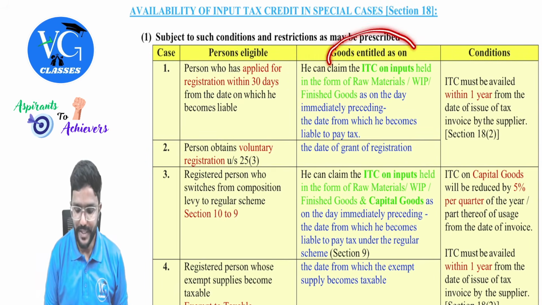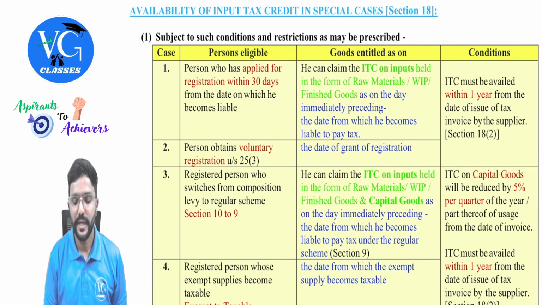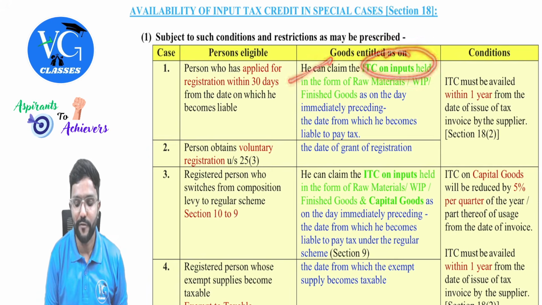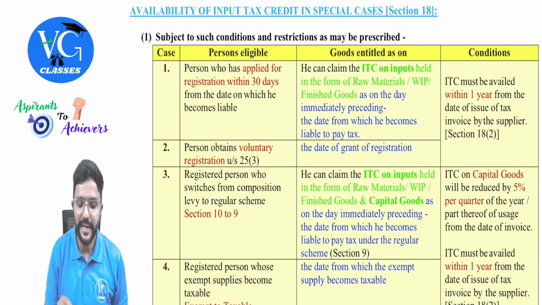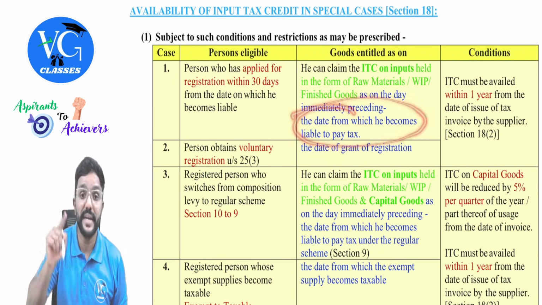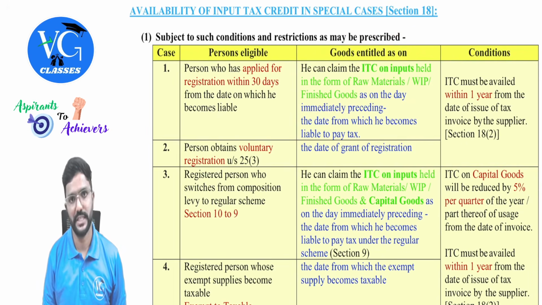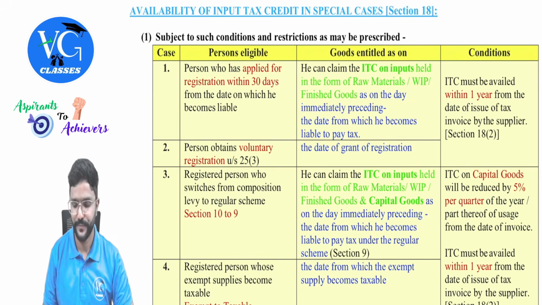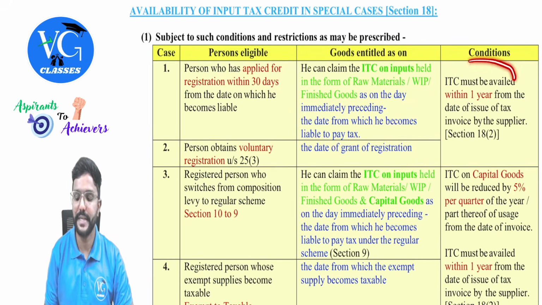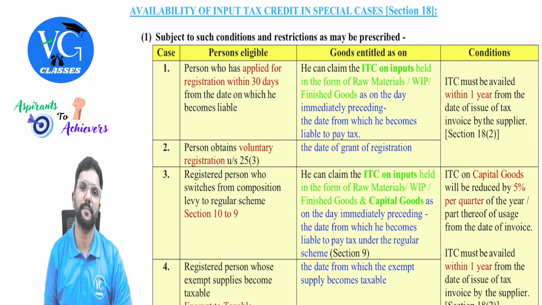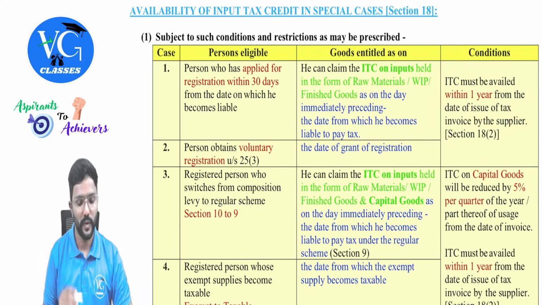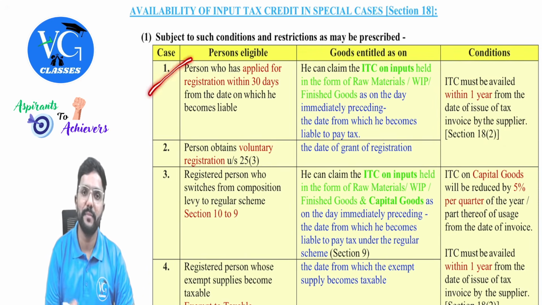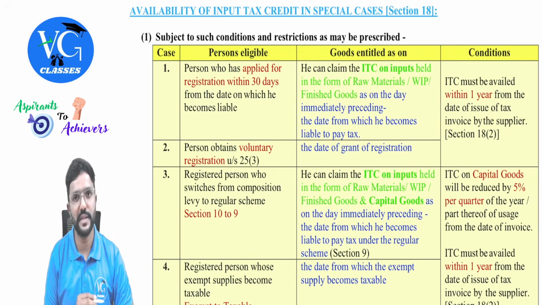Okay. Goods entitled as on. He can claim the ITC on the inputs held in the form of raw material, WIP and finished goods as on the date immediately preceding the date from which he became liable to pay GST or tax. Okay, but ITC has to be claimed within 1 year from the date of issue of invoice by the supplier. And this provision is given in section 18 subsection 2. Okay, sir. Fine.